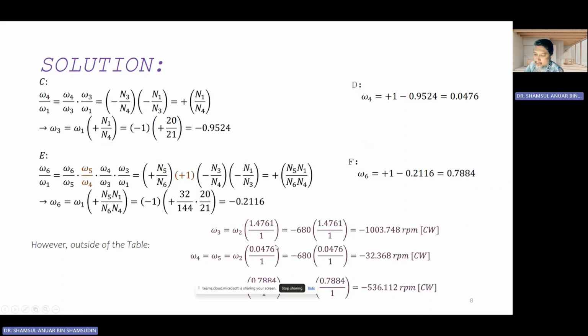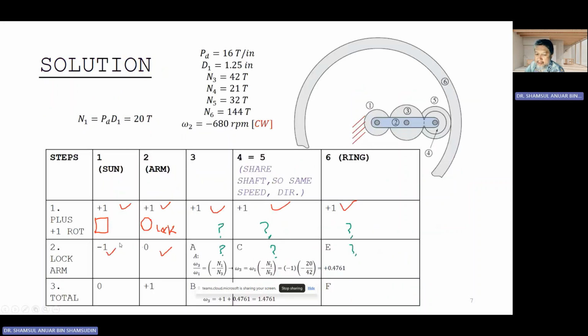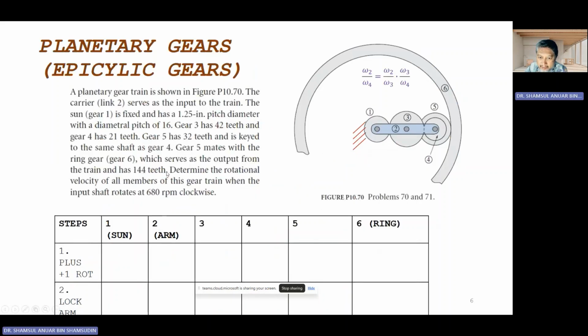In the end, in reality, the real input is not this first one. What is the real input here? Determine the rotational speeds of this gear train when the input shaft rotates at 680 RPM clockwise. So the carrier, the arm, is the input. This arm number 2 is rotating 680 clockwise. Clockwise is negative.